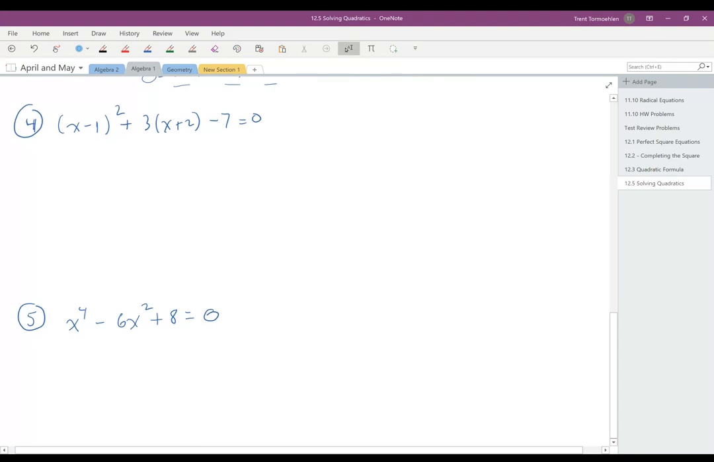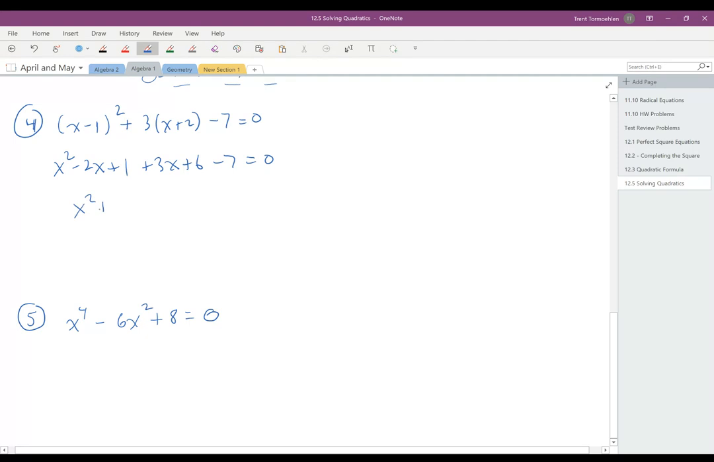All right, for 4, this one, sometimes there are ways to do this where you can kind of, without having to expand it, but remember that you can always just expand something like this out and then apply the quadratic formula or completing the square or factoring or something like that. So let's just do that. That gives us x squared minus 2x plus 1 plus 3x plus 6 minus 7 equals 0.